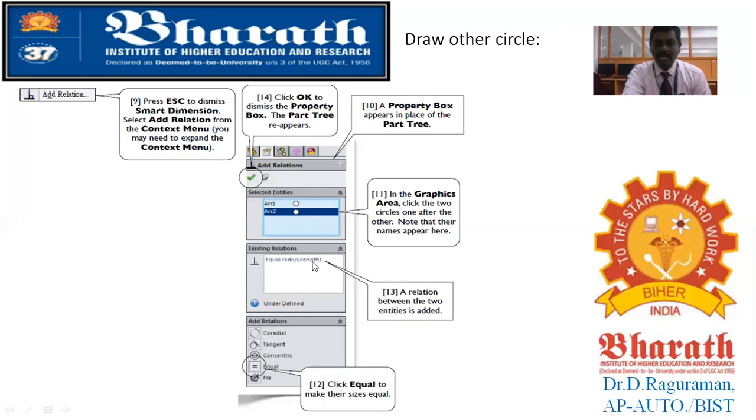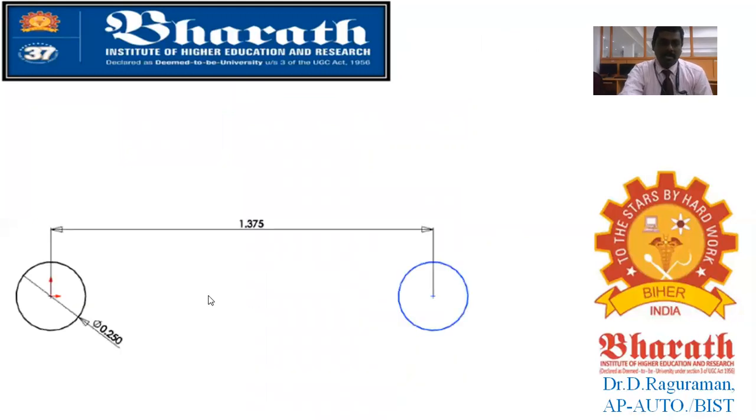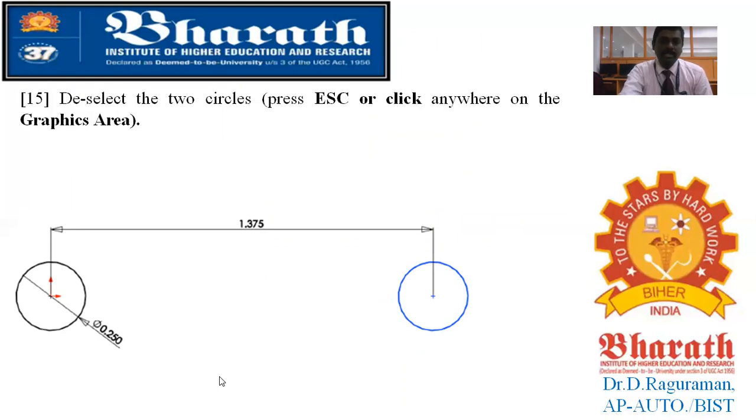Once you are clicking it, you can see here the existing relation as equal radius. Once after selecting these two circles and clicking the equal relation, it will show you an existing relation. Once it is over, you will be clicking OK to dismiss the property box. Now this is the definition given for the relation for the two circles. So now you will be deselecting the two circles. For deselecting, you have to press escape. Otherwise you can click anywhere on the graphics area.